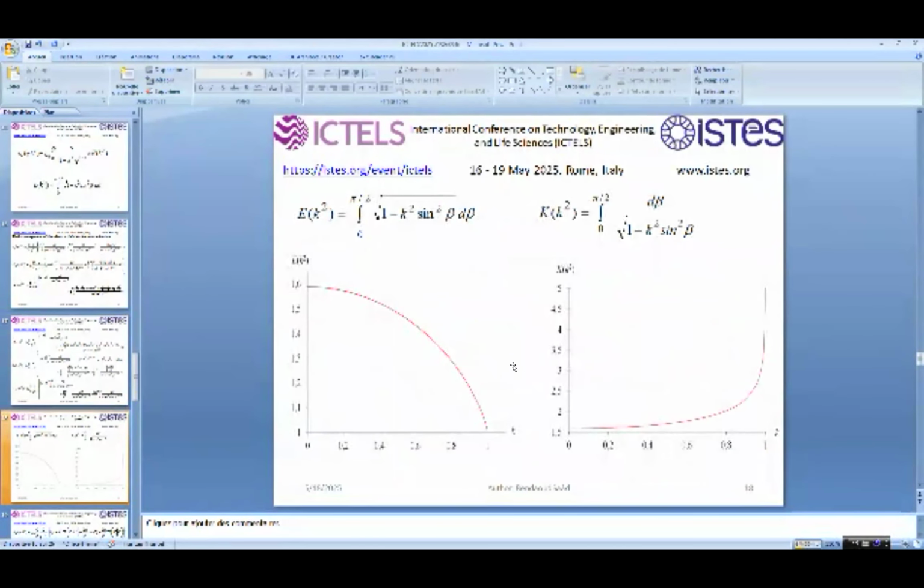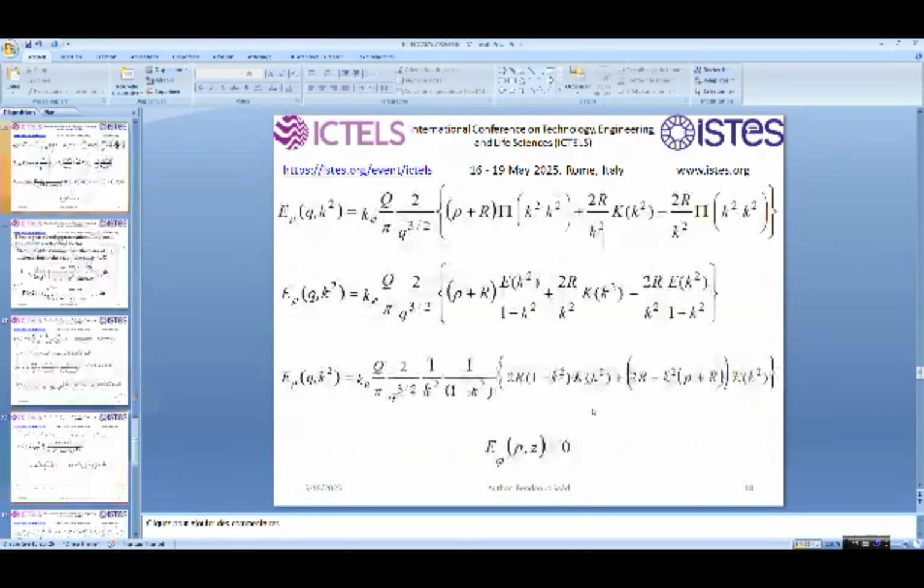And this is the plot of the elliptic integral of the second kind and the elliptic integral of the first kind. The first diverges, but this integral converges, while this one diverges when the parameter k goes toward 1. And we make this calculation.